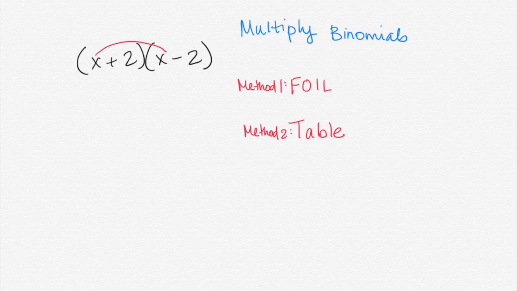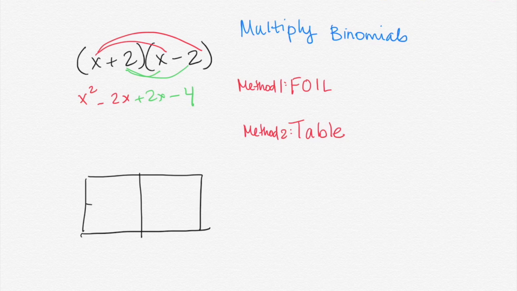First up, FOIL. In FOIL, we're going to look at each individual term, x times x, and multiply it. x times negative 2, 2 times x, and 2 times negative 2. For the table method, we're going to write a table, which is a rectangle, and then we're going to divide it in two, vertically and horizontally, like you see here. And then we're going to put each term of the binomial to have a column and a row. Then we multiply, much like you would a multiplication chart, x times x, 2 times x, x times negative 2, and 2 times negative 2.